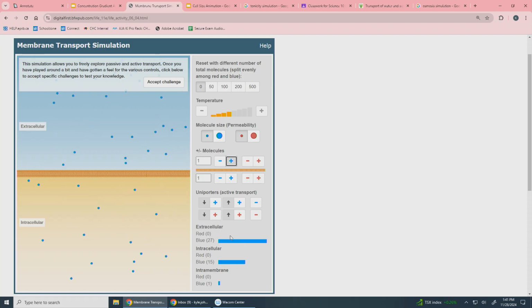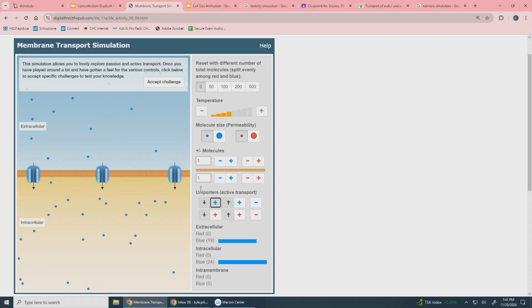Let's say that this is a nutrient molecule, and we really want more of the nutrient inside the membrane than outside. We can add a transporter. These are called uniporters. It's a type of active transport. Uni means one. They're only going to go one direction. These uniporters keep the blue molecules inside, but they cost energy in order to use.